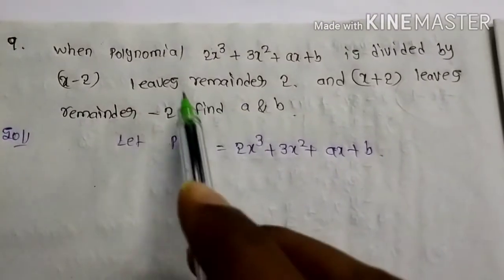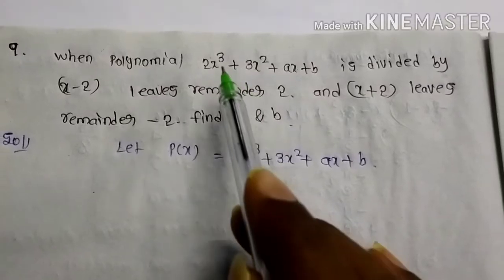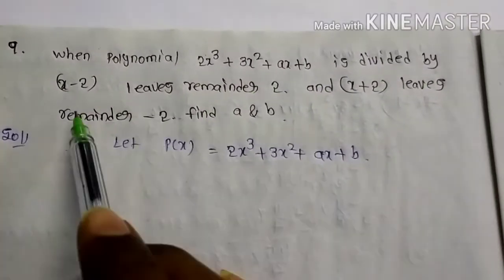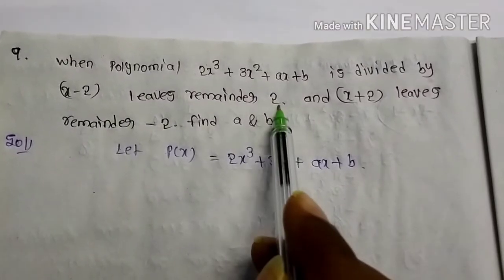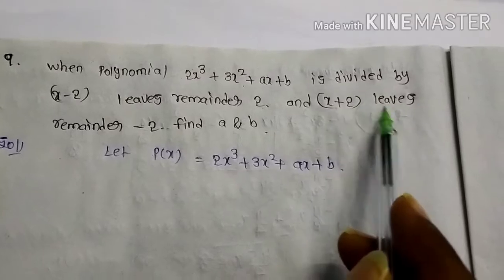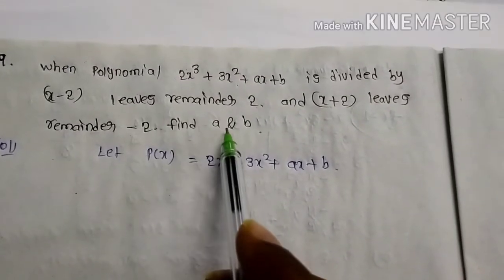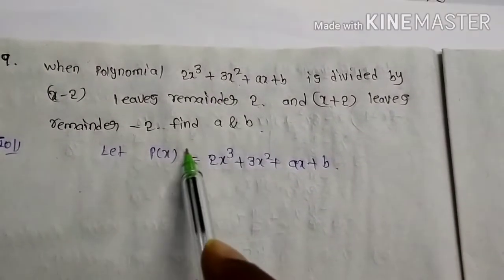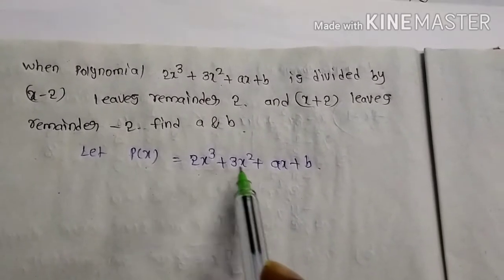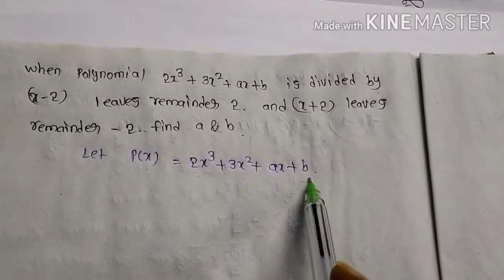Now you can see the ninth question. When the polynomial 2x cube plus 3x square plus ax plus b is divided by x minus 2, it leaves remainder 2. This polynomial, divided by x plus 2, leaves the remainder minus 2. Find a and b. First I am taking, let p of x be equal to 2x cube plus 3x square plus ax plus b.